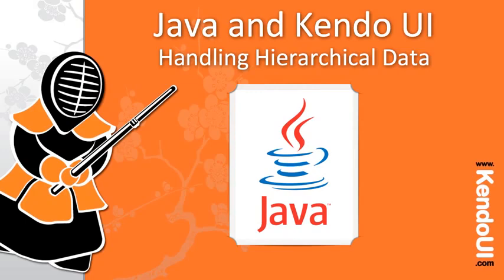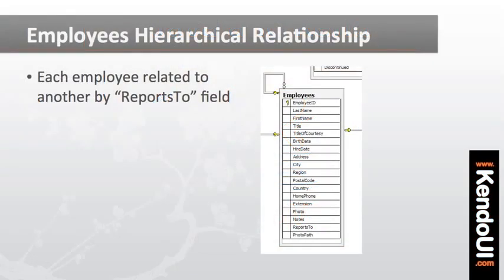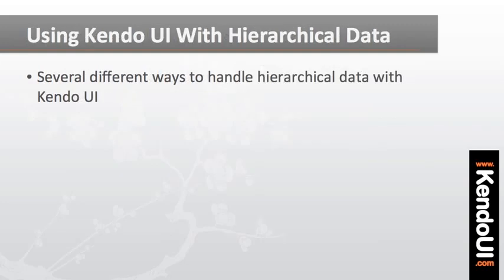But what about those special or really odd circumstances? We have one right now, in fact. Each employee in this table is actually related to another employee in the same table by virtue of a reports to field in the database. This is called a hierarchical relationship. Kendo UI has several ways to deal with data that are structured this way, but the most common way to do it is to use the Kendo UI tree view.